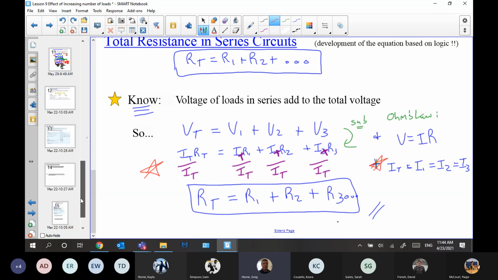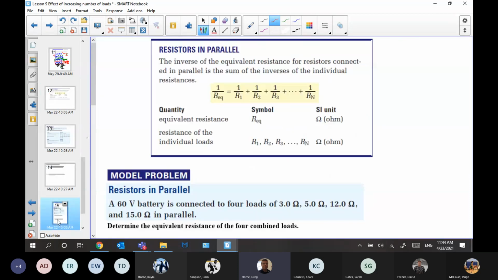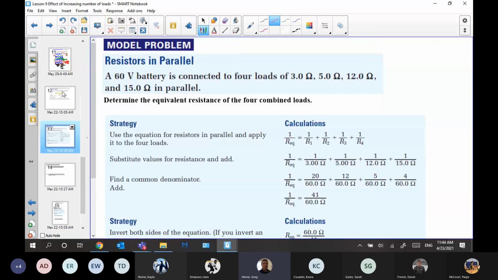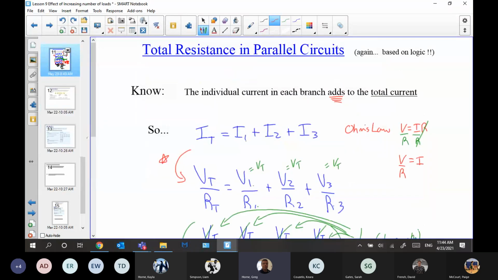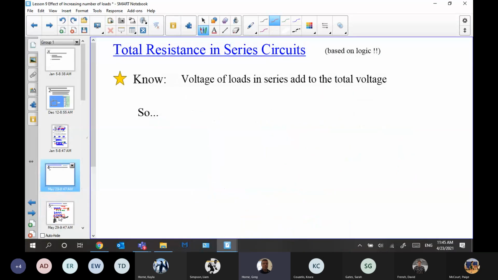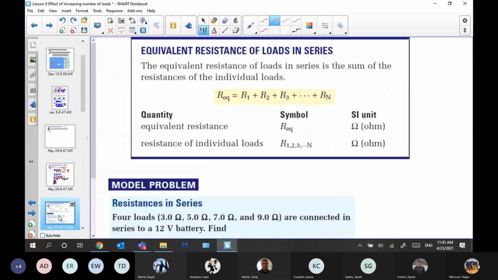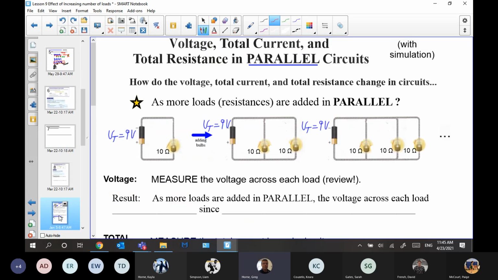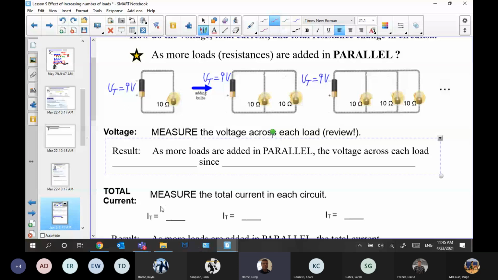Okay, so there's going to be similar kinds of things that happen in the parallel one, and that's what I want you to have a chance to discover. Where is it? Up here somewhere? There it is. So you're making parallel circuits now, right?